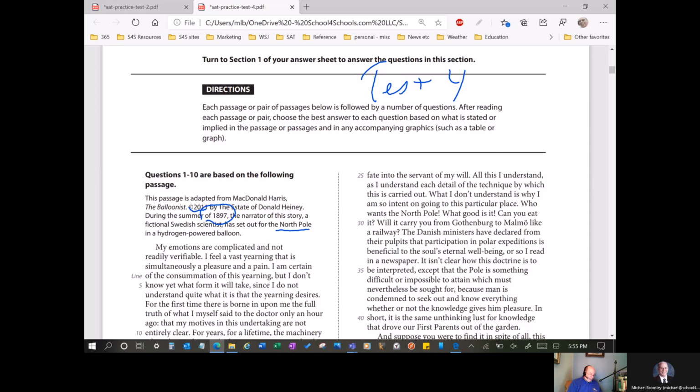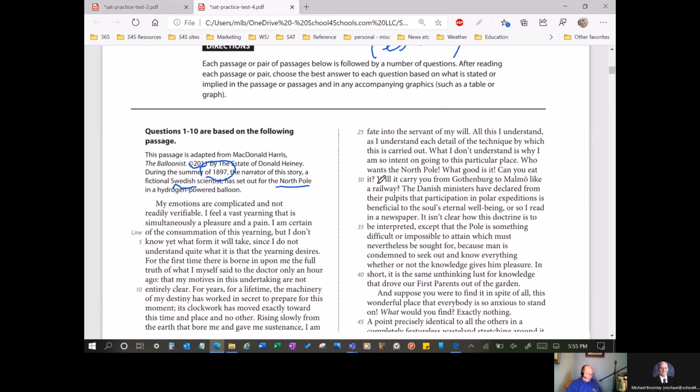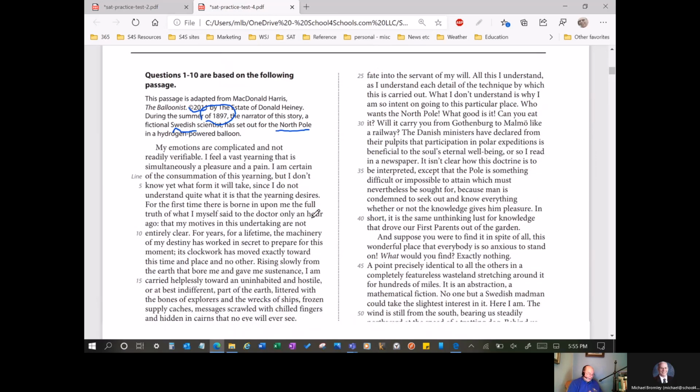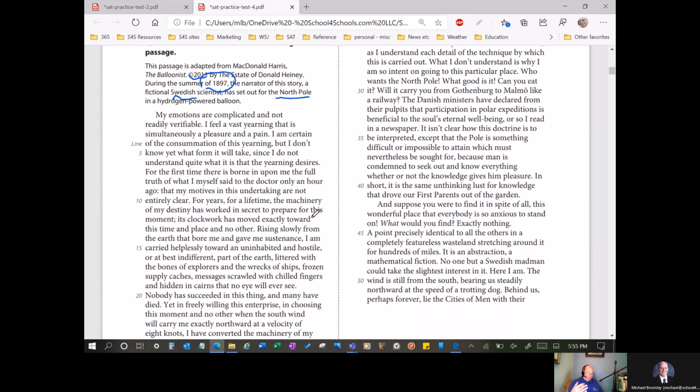We're going to see that this involves a Swedish scientist, but it's the same idea. There's going to be a lot of excitement about technology, a lot of excitement about exploration of the final areas of the Earth to be explored, which is the North and South Pole. So that's pretty much the historical background we're going to get there.